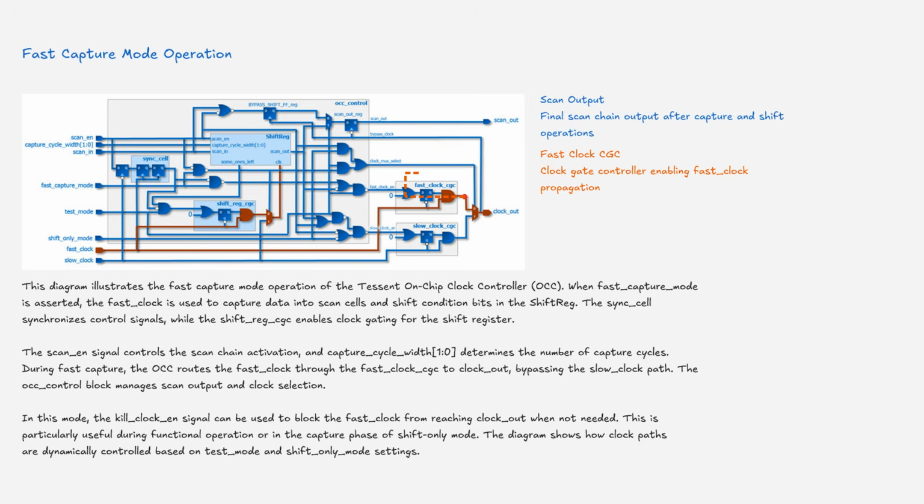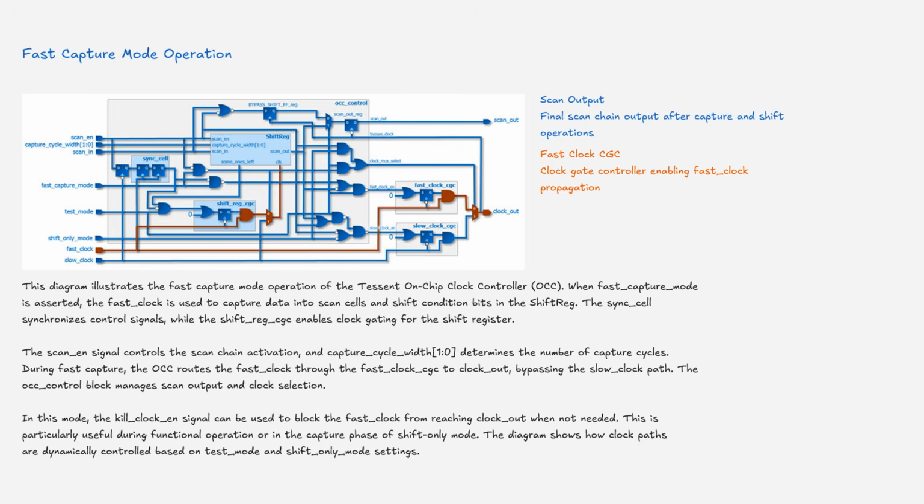The scan-in signal controls the scan chain activation, and capture cycle width 1 to 0 determines the number of capture cycles. During fast capture, the OCC routes the fast clock through the fast clock CGC to clock out, bypassing the slow clock path. The OCC control block manages scan output and clock selection.